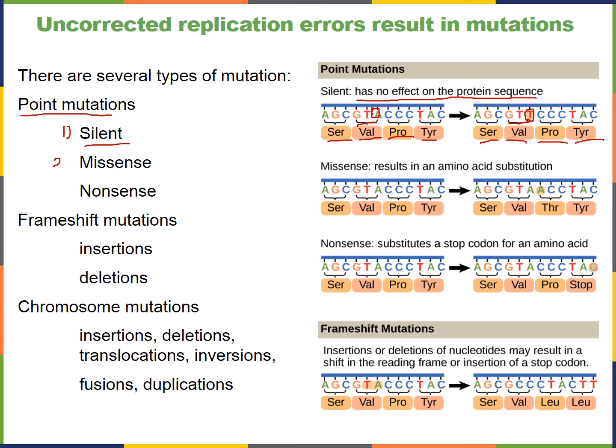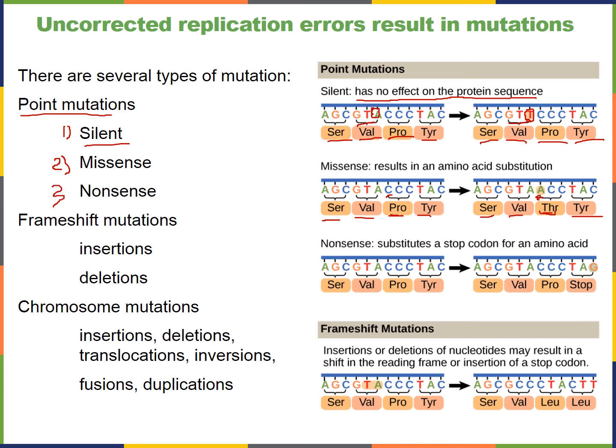The second type of point mutation is known as a missense mutation. In a missense mutation, this actually results in an amino acid substitution. So we see this A here is changed from this original C here, and there is an amino acid substitution. So this threonine group here is now created where it was originally a proline group. Originally the sequence was serine, valine, proline, tyrosine, and now it became serine, valine, threonine, tyrosine. So a missense mutation results in an amino acid substitution.